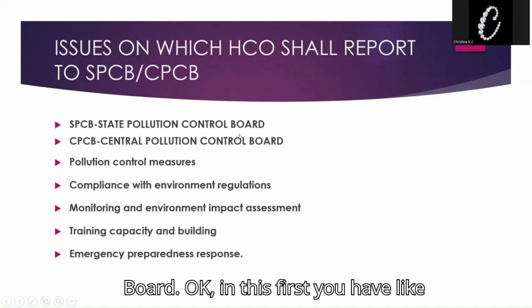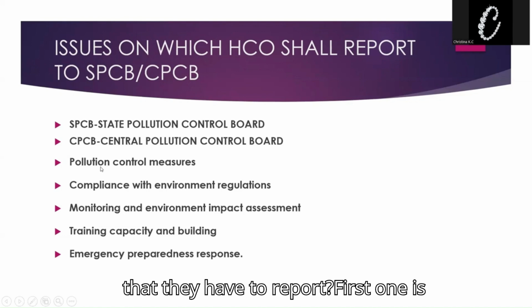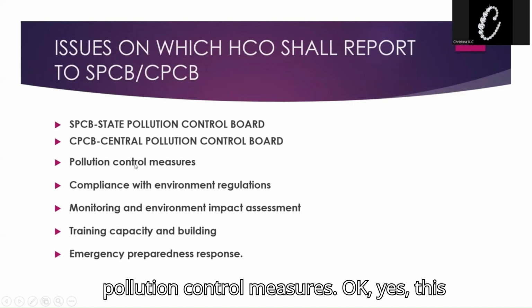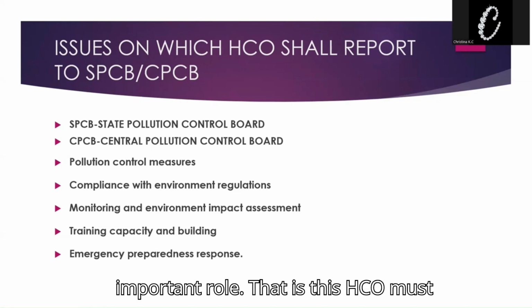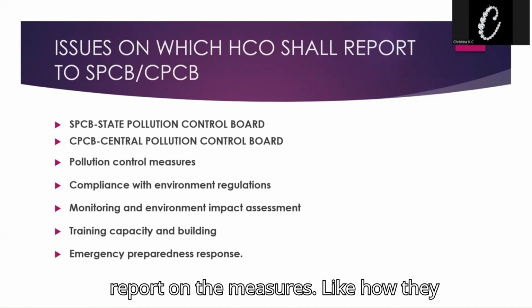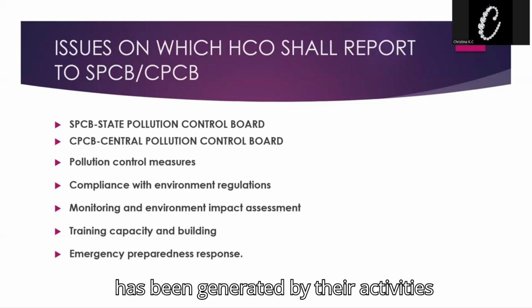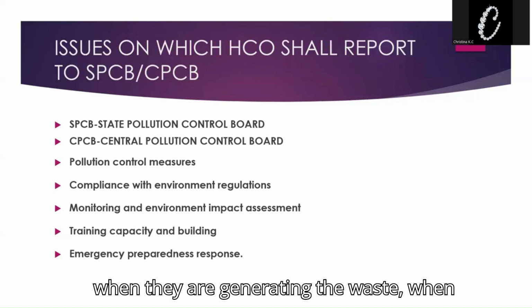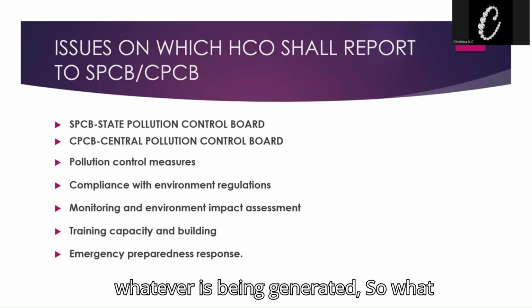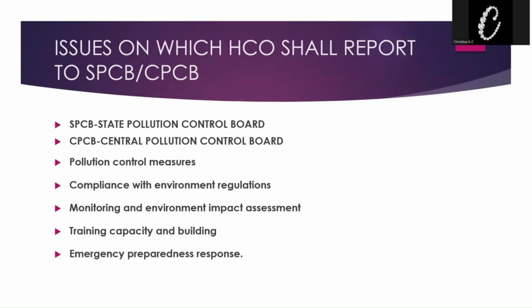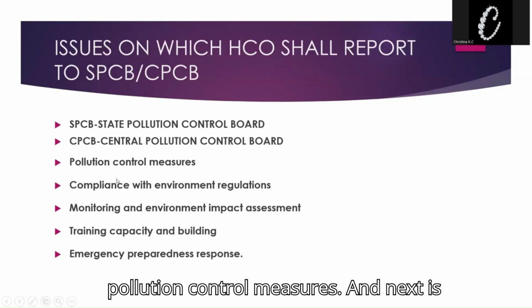Okay, in this, first you have certain measures. What are the issues that they have to report? First one is pollution control measures, which play an important role. This HCO must report on the measures they have taken to control the pollution generated by their activities, when they are generating the waste, disposing the waste, and transporting the waste. So whatever is being generated, what measures they have taken to control the pollution comes under pollution control measures.